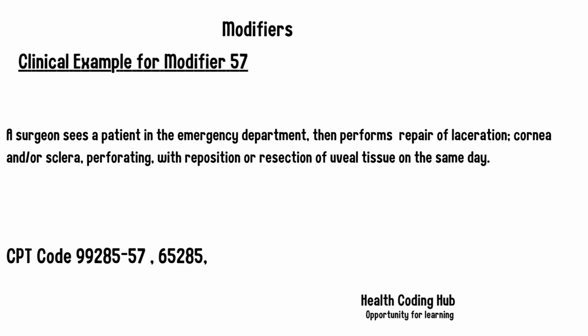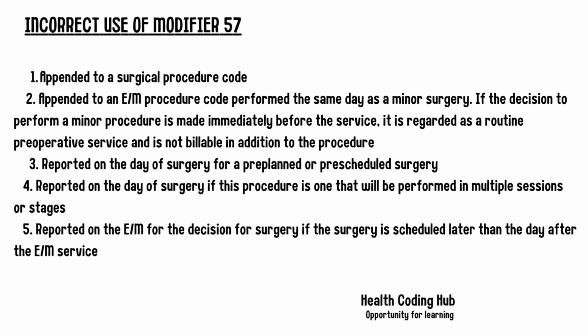So dear friends, the correct way to bill here: in first place we need to assign the E&M CPT code, that is 99285 with modifier 57, and in second place we need to assign the procedure CPT code, that is 65285 for cornea repair. Moving to the next, incorrect use of modifier 57. Point number 1, appended to a surgical procedure code. As it is a modifier for E&M CPT only, we need to assign it with the E&M CPT.